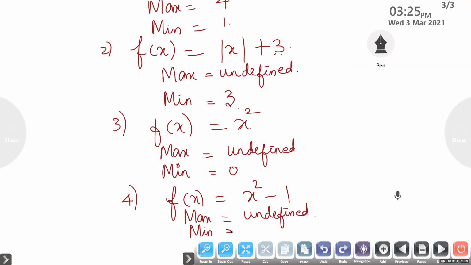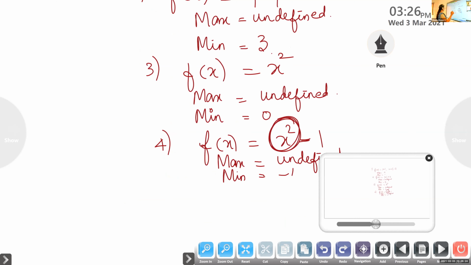Negative 1. Yes, when you are given a function like this, you have to check only the maximum and minimum of x square, because the constant will not change. So what is the minimum value of x square? Minimum value of x square is 0, isn't it? 0 minus 1, what is the answer? Minus 1.